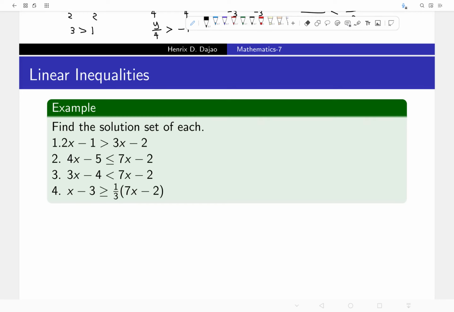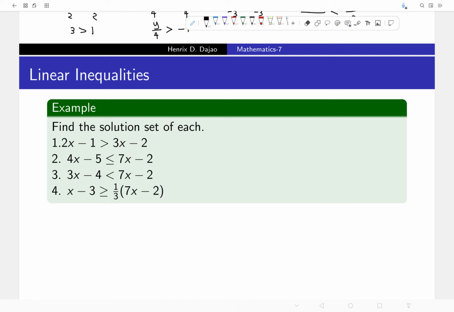Hi, in this video, we're going to continue our lesson about linear inequalities. In this part of the video, I will show you how to solve linear inequalities. Now, this time, we're going to find the solution set.